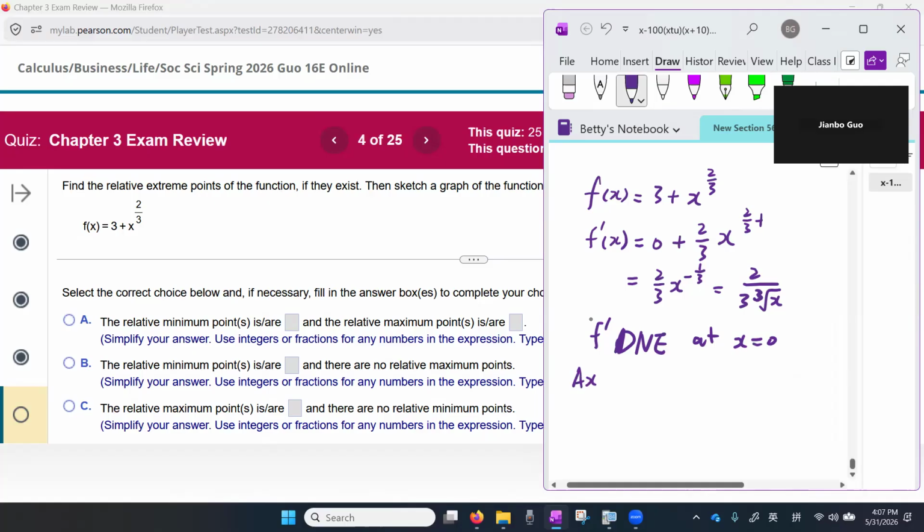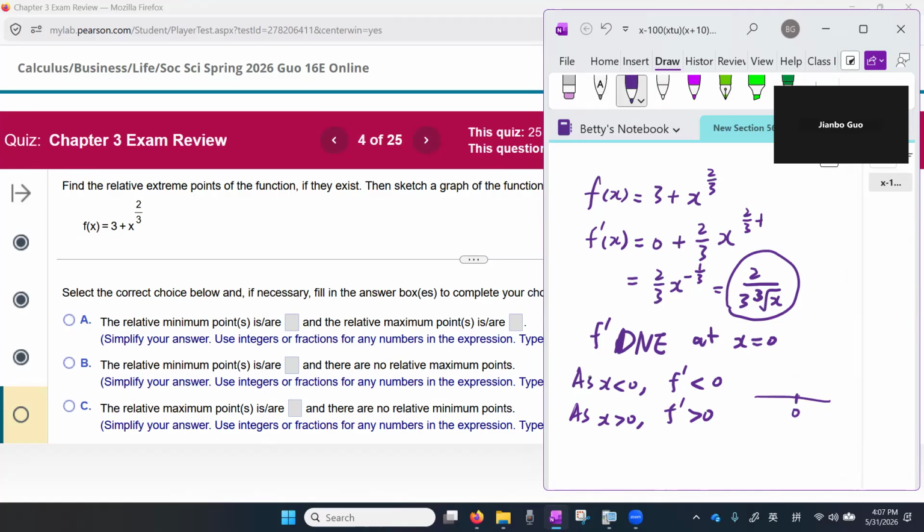So as x is less than 0, as x is negative, f prime, look at it here. When x is negative, the cube root of x is negative. So f prime is negative. When x is positive, f prime is positive. So you can see, let's say this is 0. That means when x is negative, it's decreasing, because the derivative is negative. When x is bigger than 0, it's increasing, because f prime is positive. So it has a minimum at 0.